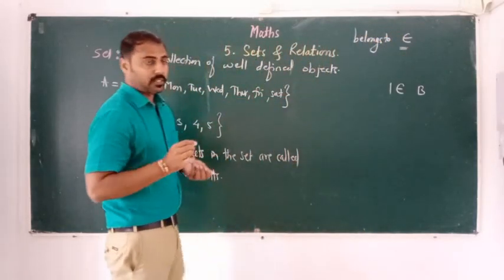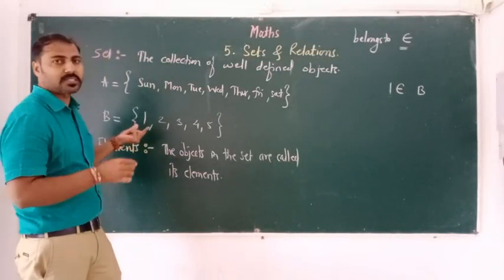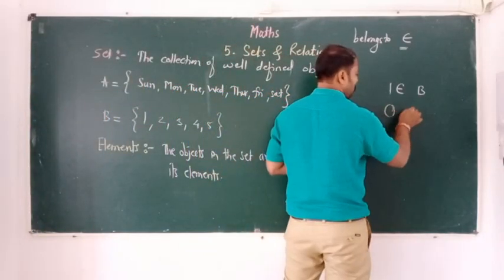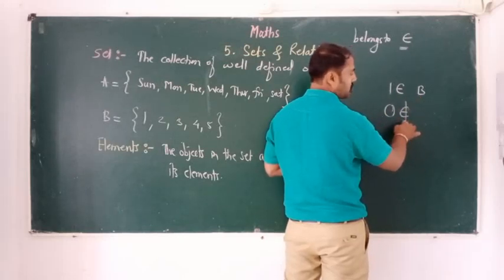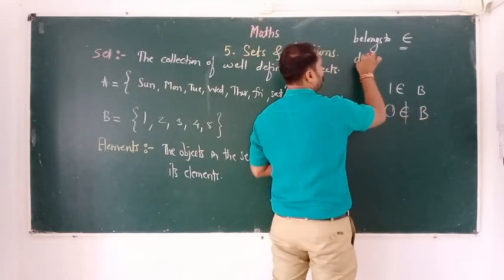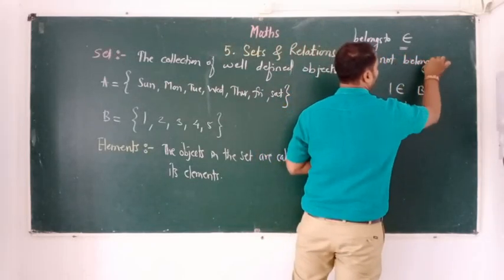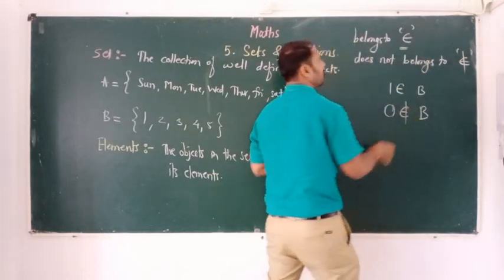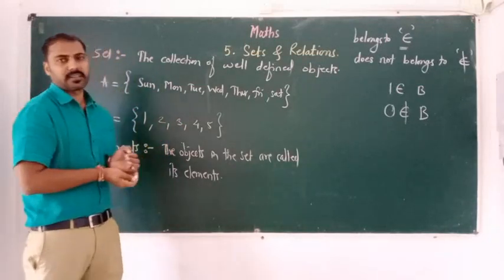But look here, is 0 in B? No. So I can write 0 does not belong to B. This symbol is used to denote does not belong to B. And for belongs to we use the notation ∈.